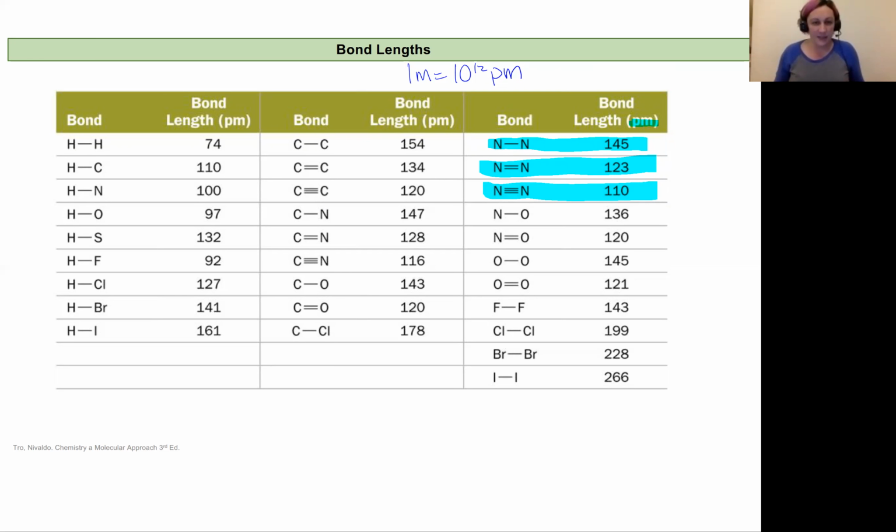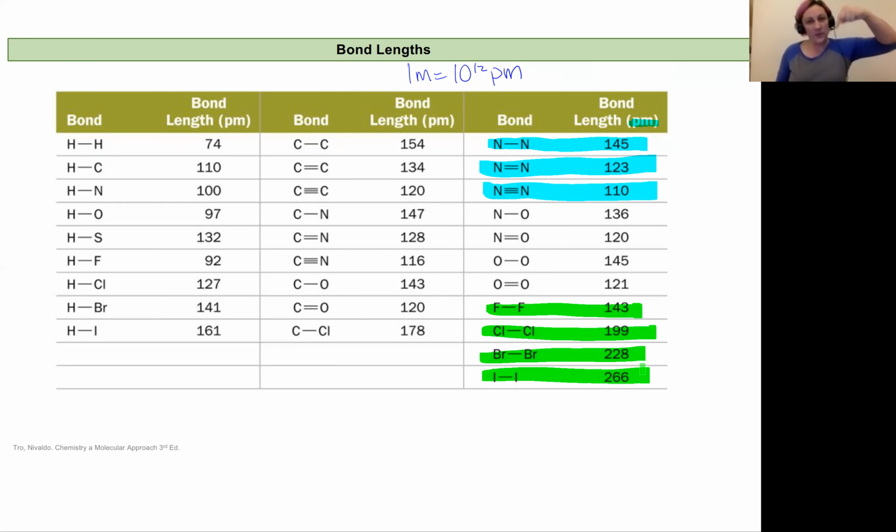We can also look down the periodic table as well. So let's go down the halogens. So my fluorine-fluorine is at 143. And then as I go down the periodic table, I see that same halogens, but now it's chlorine on the next row, but a single bond still gets longer. And then same with bromine and iodine. So as I'm going down the table, a single bond between two halogens gets longer and longer as the size of the atom increases.